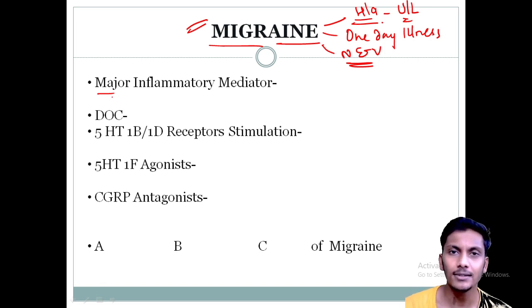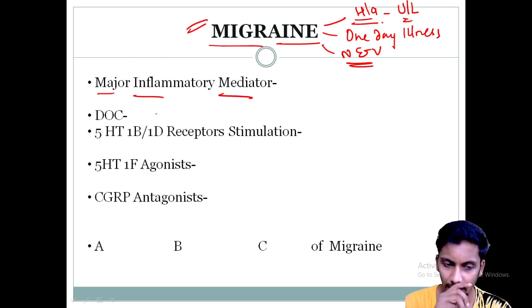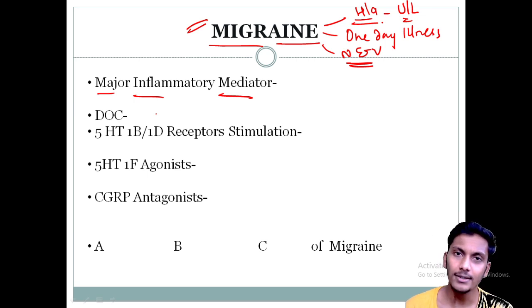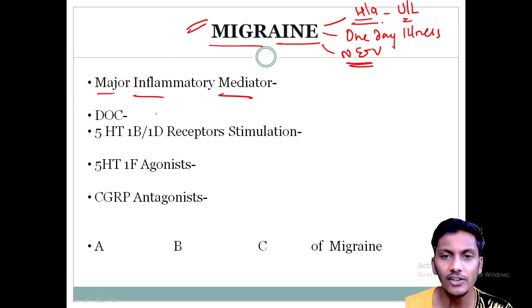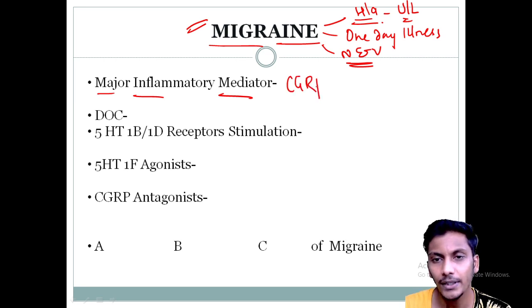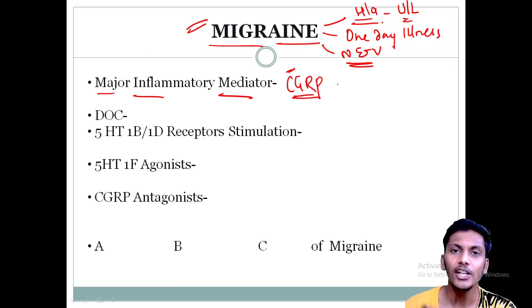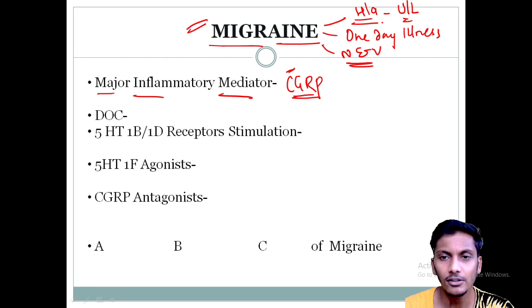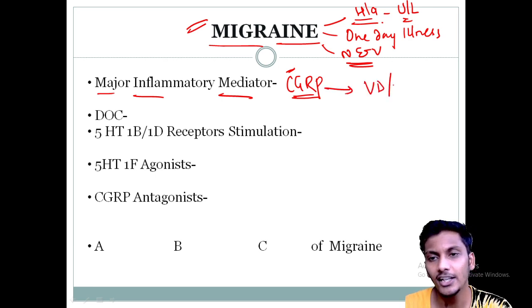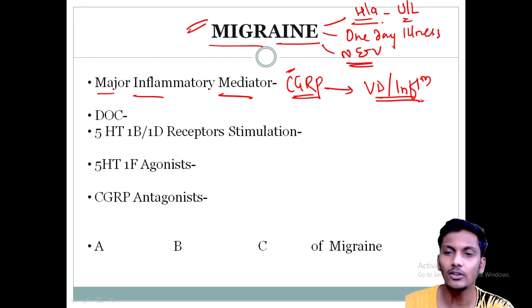This is according to the recent advances, the recent studies. There is some major inflammatory mediator, they say, which is responsible for causing vasodilatation and inflammation. This major inflammatory mediator is known as CGRP, that is calcitonin gene related peptide. It is released by the blood vessels of your brain, and it can lead to vasodilatation and inflammation, leading to headache or migraine, right?